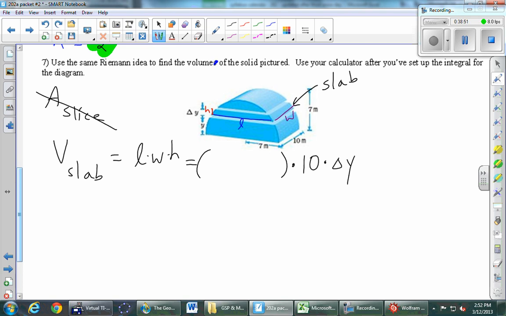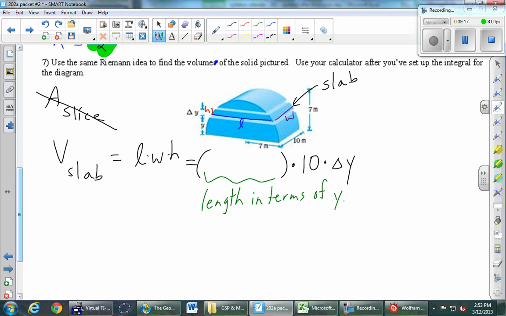And the hard part is the length, because as you slide that slab down, the length gets longer, gets bigger. And as you slide the slab up, it gets smaller. So it's going to be something in here with what letter? Yeah, length in terms of y. That's the goal. And the length in terms of y.